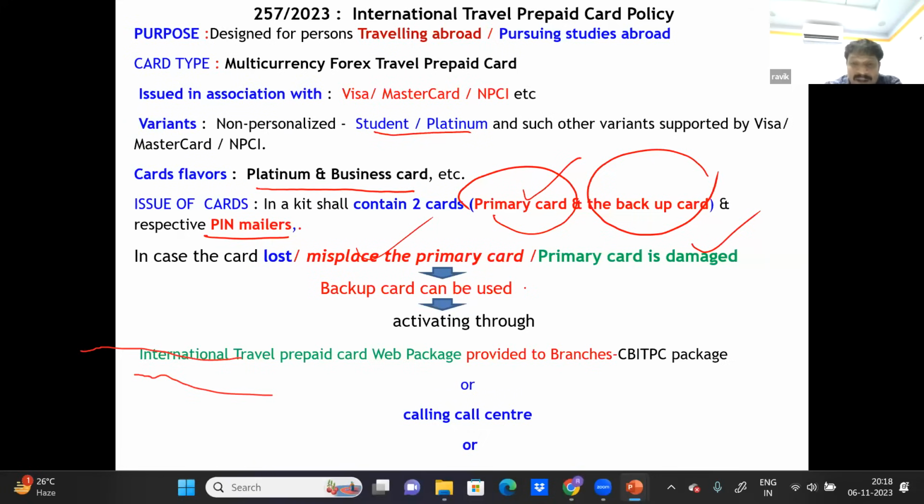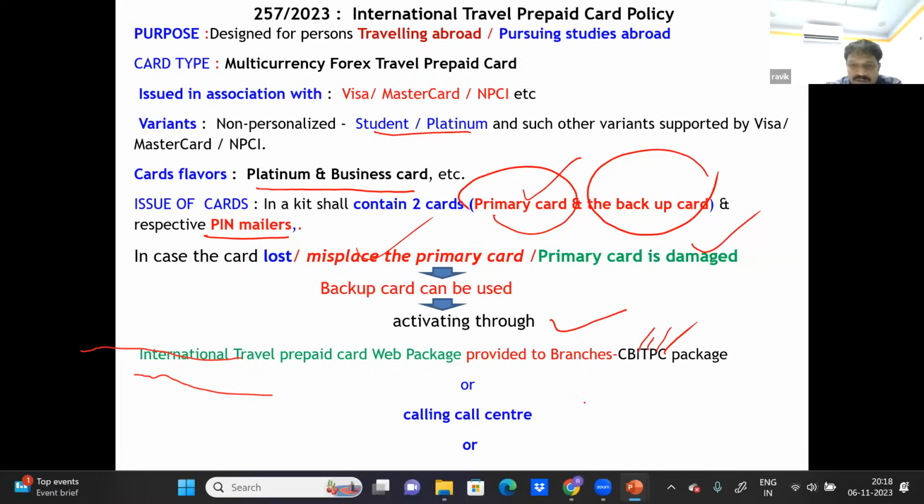But this backup card has to be activated through some channels; there are 3 channels permitted to him. One is through branches. He has to request the branch and the branch will activate the backup card. Our head office has given a package to branches called the international travel prepaid card web package, CBITPC. This is one way: calling the branch and getting it activated.